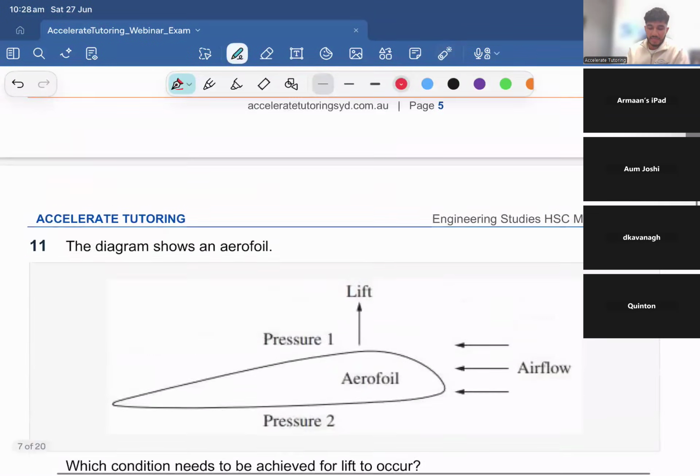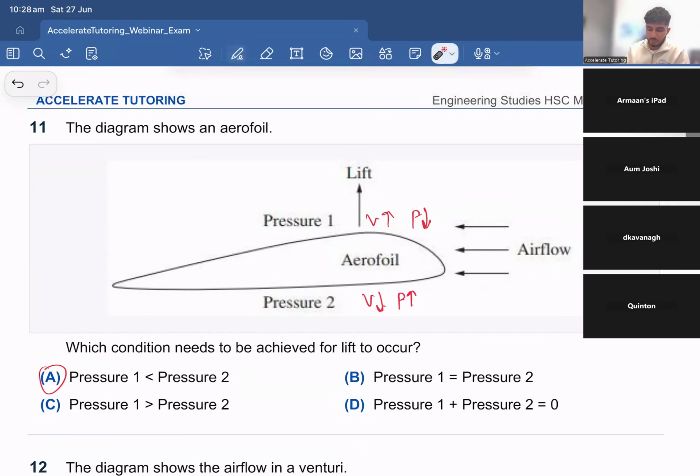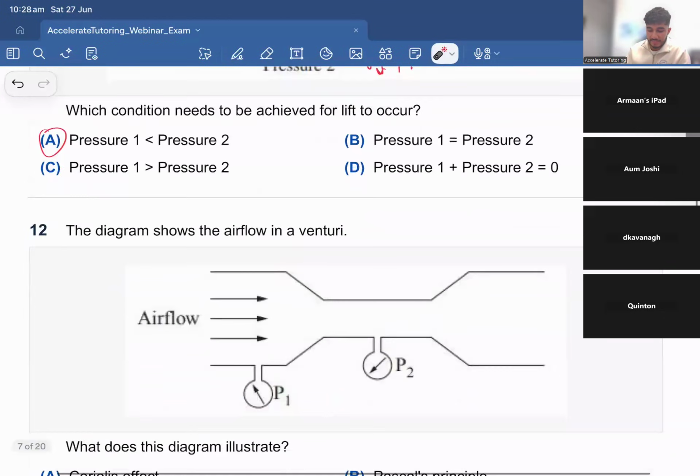So a simple thing from Bernoulli's principle: when pressure is low, velocity is high. When pressure is high, velocity is low. We have a difference in pressure that is net positive up. Therefore, that's how we generate our lift. So in this case, our answer is just A.